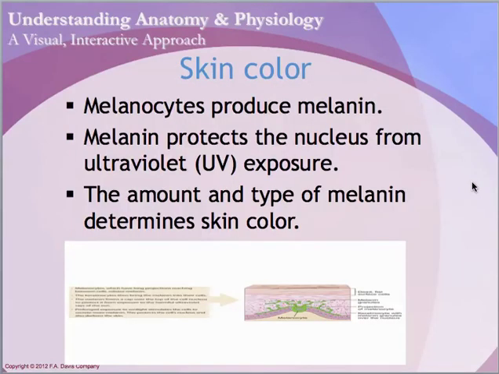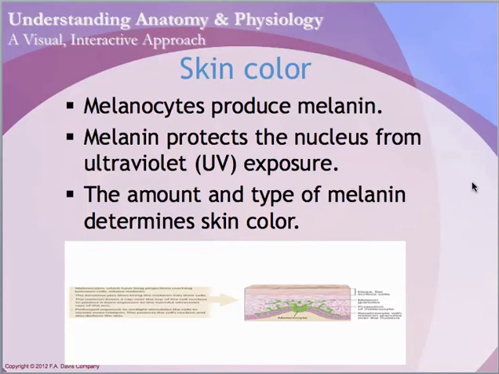So let's talk a little bit about skin color. Melanocytes are cells that produce melanin. They are located throughout the basal layer of the epidermis, and then the melanin accumulates in the epidermis. The melanin's job is to protect the nucleus from ultraviolet exposure, so it does have a protective mechanism. The amount and type of melanin determines skin color, not the number of melanocytes, but the amount and type of melanin.